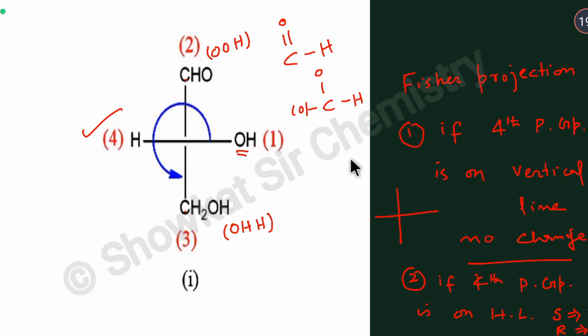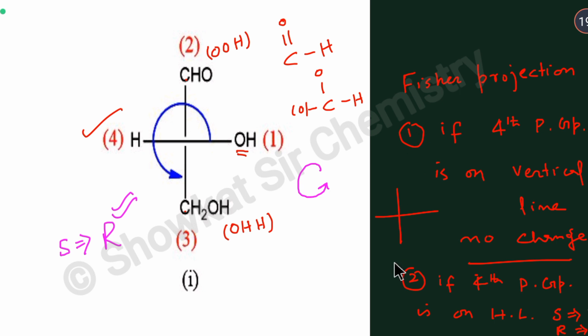Now you can see that on rotating our eye from first priority, then second, then third, 1, 2, 3, how does our eye rotate? Eye rotates just like this. Which direction is it? It is anti-clockwise, right? This is my anti-clockwise direction. So anti-clockwise means it should be S, but it will be our R. Why? Because the fourth priority group is on the horizontal line.